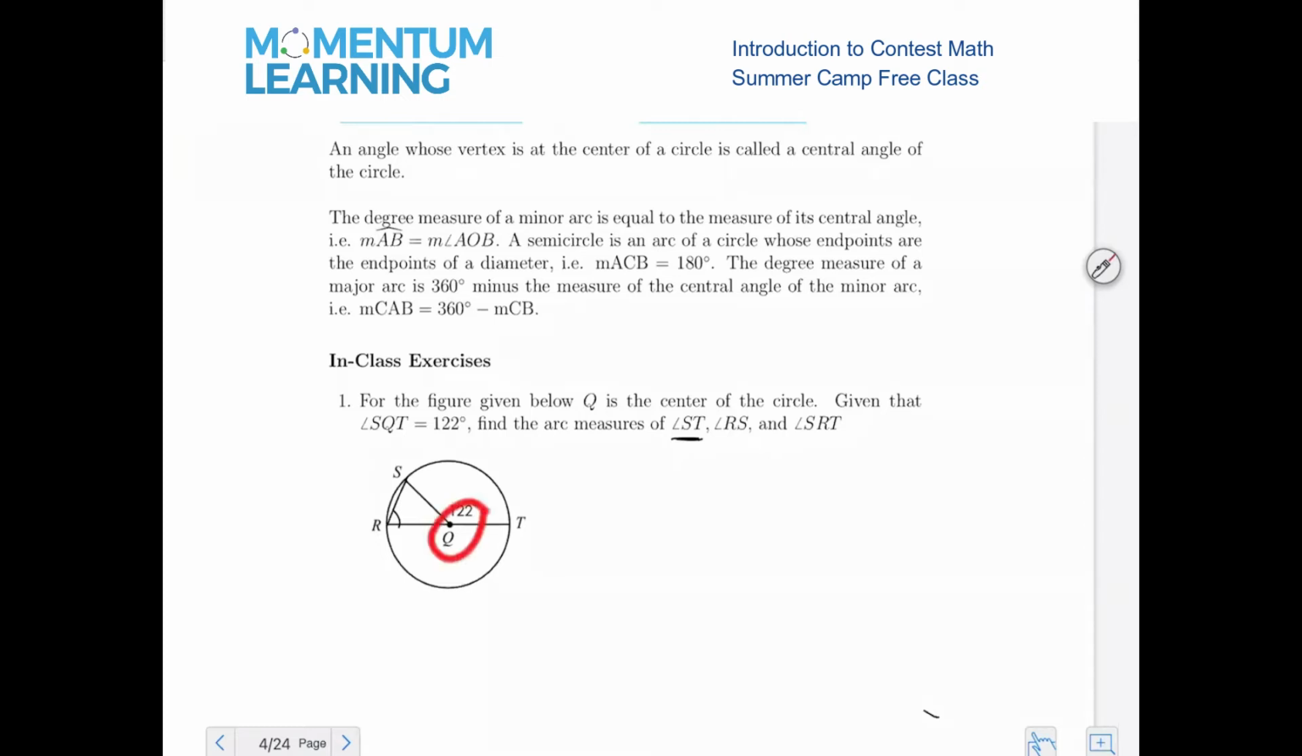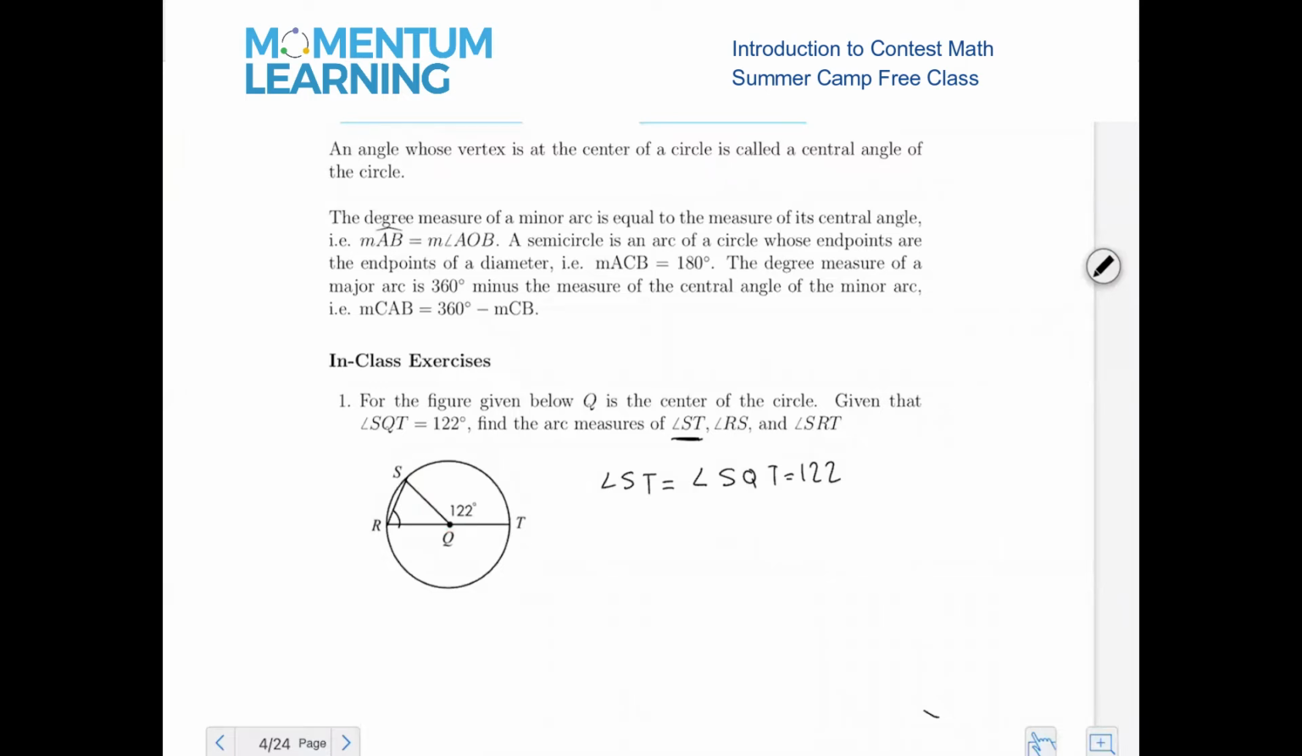Now, Q is the center. It's given in the problem. And that means SQT is our central angle. So arc ST is going to be the same as SQT, which is 122 degrees.